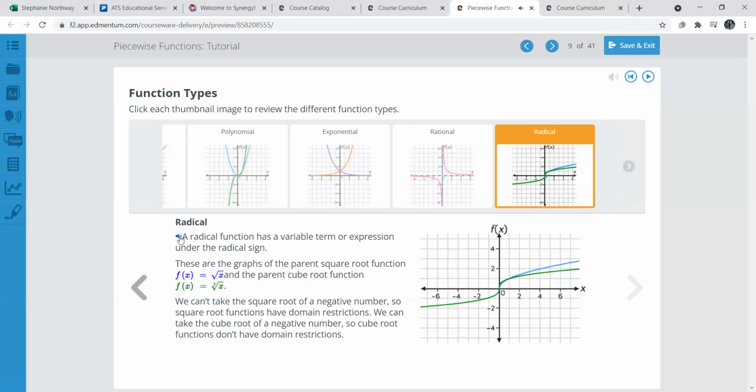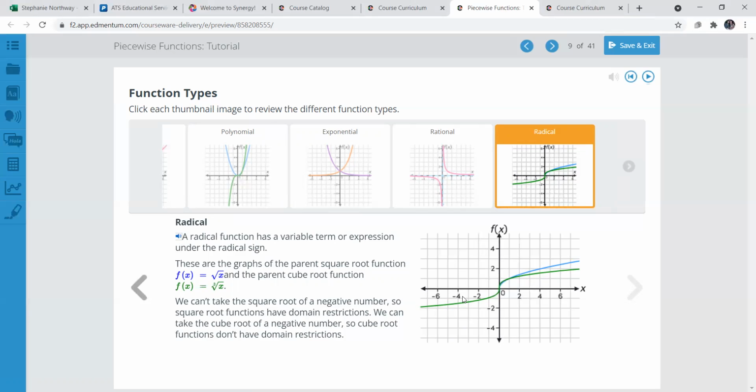Radical. A radical function has a variable term or expression under the radical sign. These are the graphs of the parent square root function f of x equals the square root of x, and the parent cube root function f of x equals the cube root of x. We can't take the square root of a negative number, so square root functions have domain restrictions. We can take the cube root of a negative number, so cube root functions don't have domain restrictions.